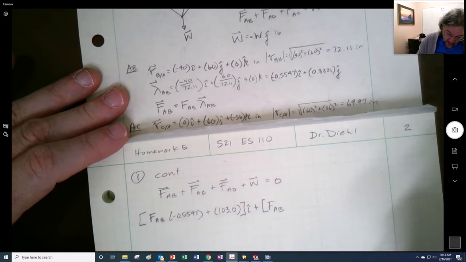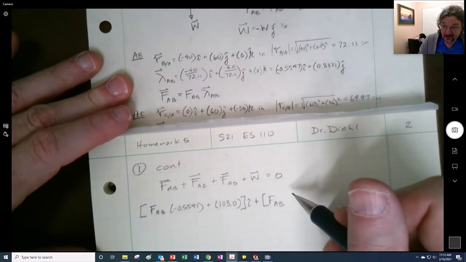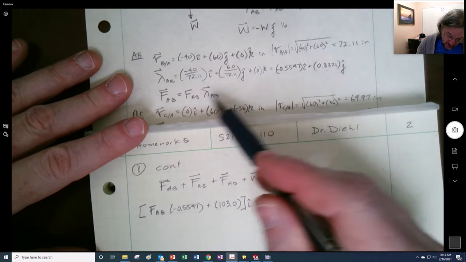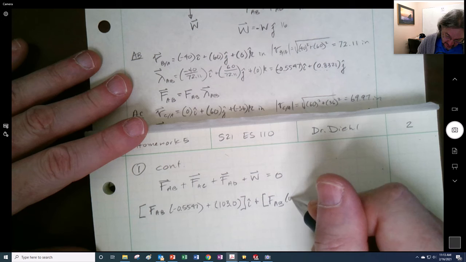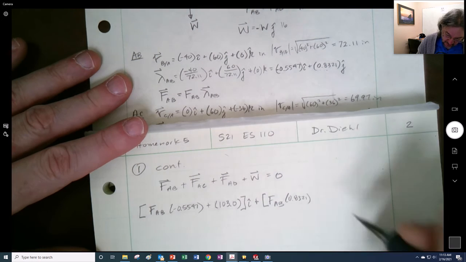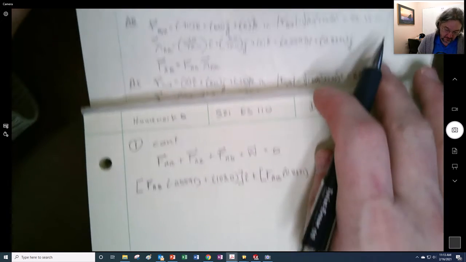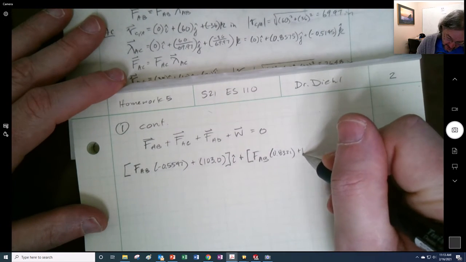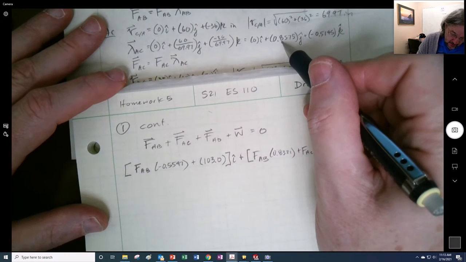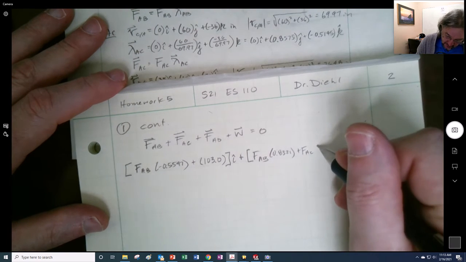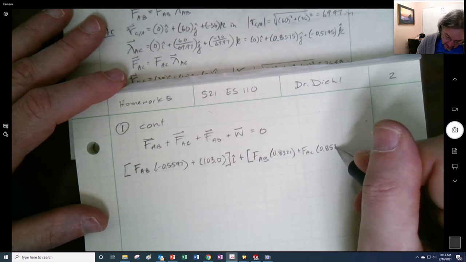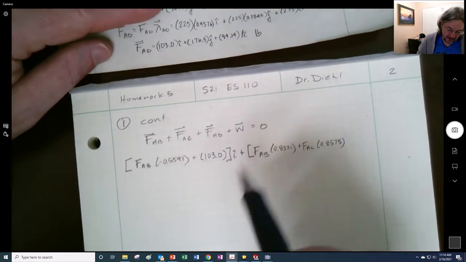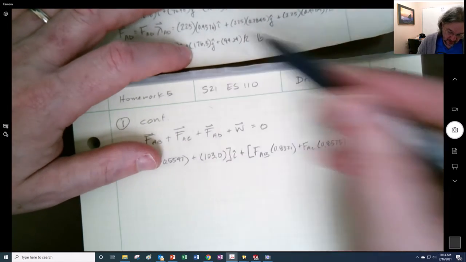We have FAB, which we just did an aha moment, said we're going to be able to find that from the I, so we're golden there. The FAB is going to be multiplied by a positive 0.8321 right there, right? In the J direction here, we have plus FAC 0.8575. All right, and now for FAD, we actually have a number right here, right?